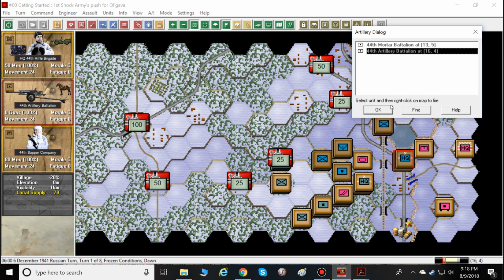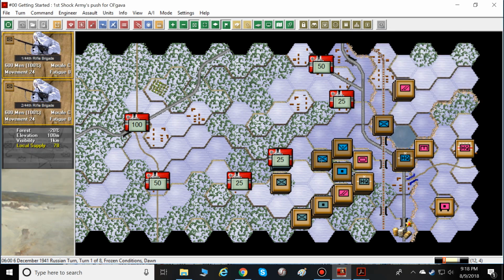If we click on each of them, you can see that they're part of the 44th Artillery Brigade, Rifle Brigade. And what we want to do is make sure that we can use them. So we're going to have to move some of our Rifle Brigade units up, adjacent there, so they can spot them.